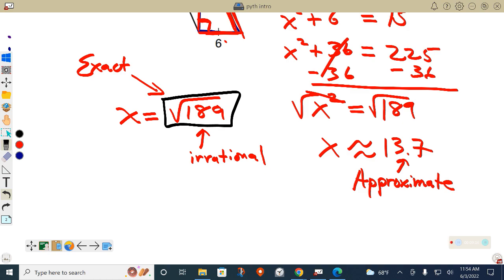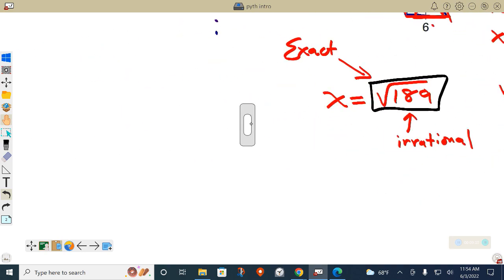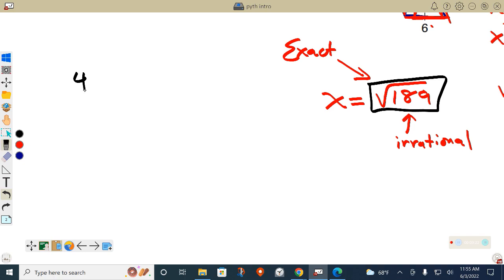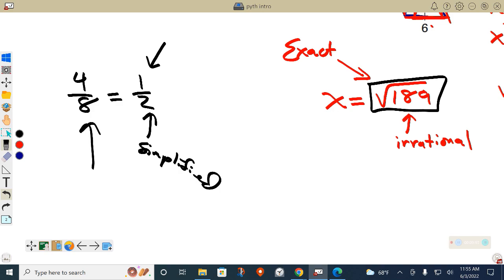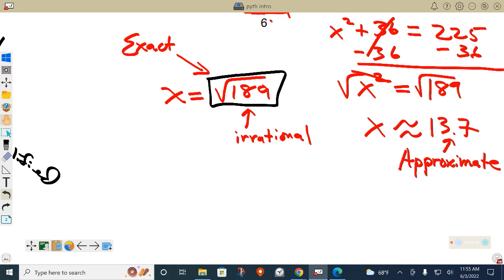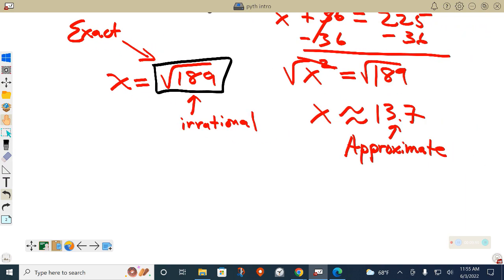In other words, what I mean by simplify is kind of like when you remember in elementary school, if you have like 4/8, you never leave that fraction unsimplified. 4/8 reduces to what? 1/2, right? In other words, this is the simplified version of 4/8. It's the same thing. They mean the same thing. But this is a simplified version of that. In the same kind of way, we're going to simplify the square root of 189. I don't want an approximate answer. I want the exact answer, but simplified. And here's how we do it.